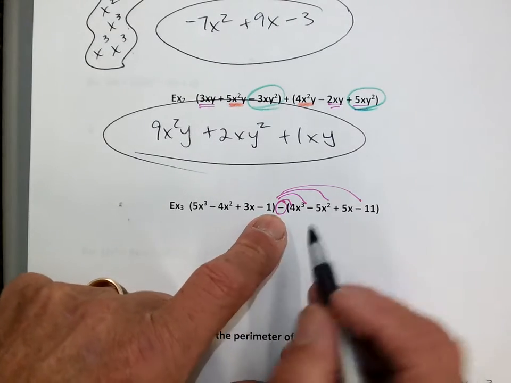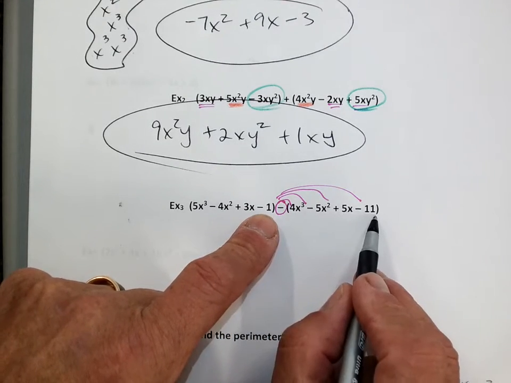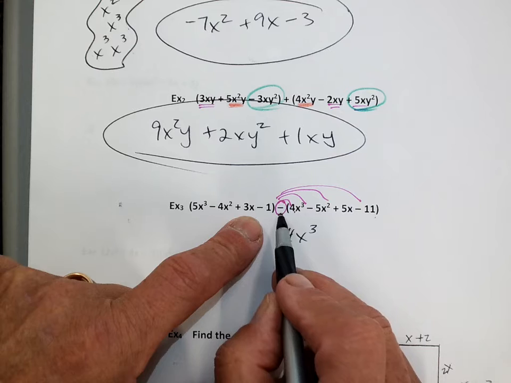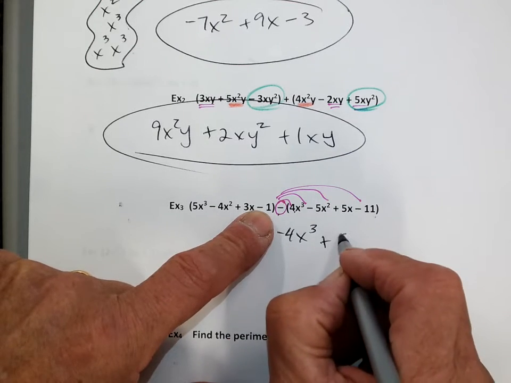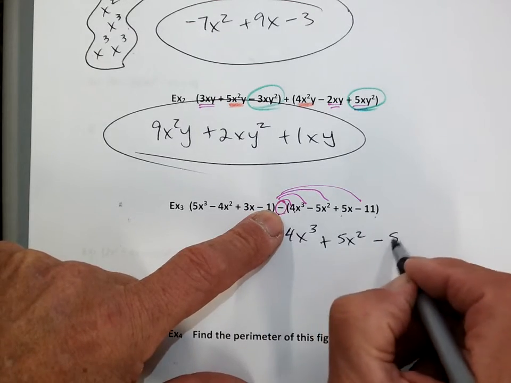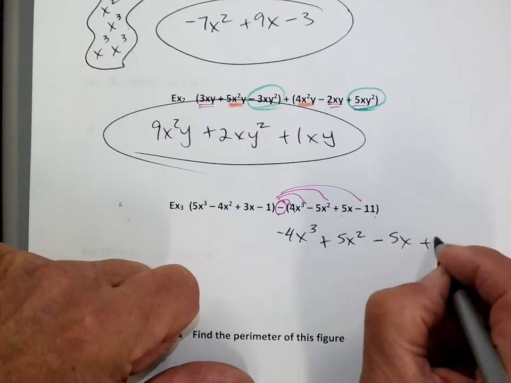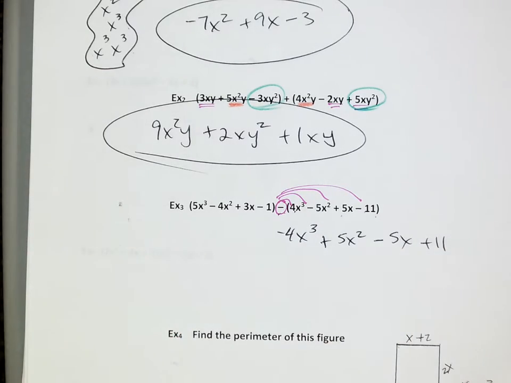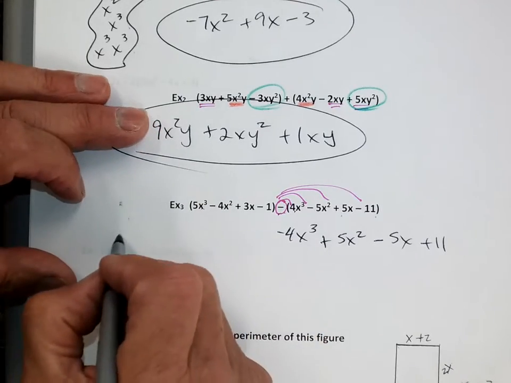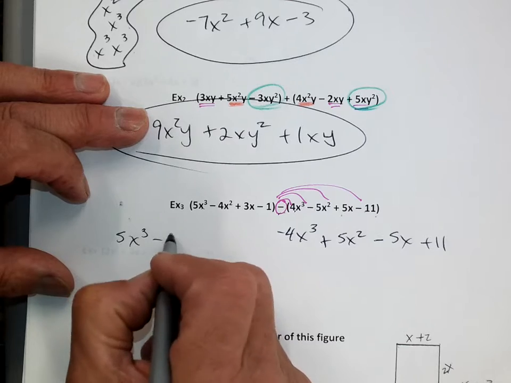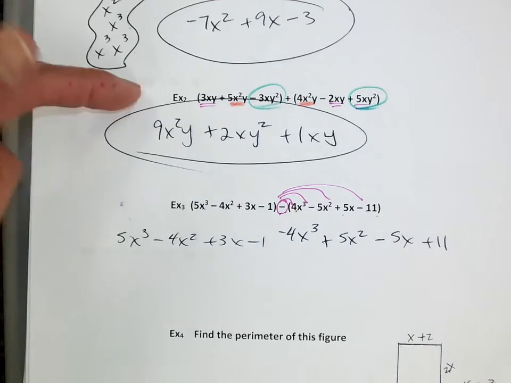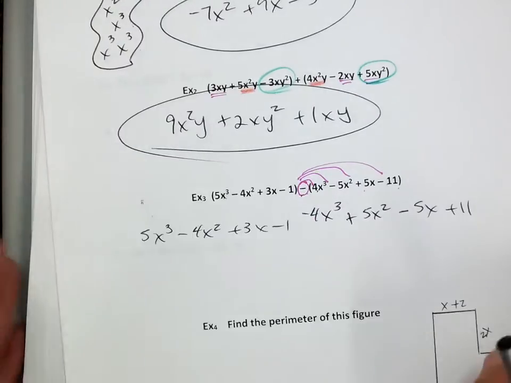So I bring it through, because the negative goes to the entire thing, like I subtract. The first thing I'll do is bring it through. I'll get a negative 4x cubed, and then a negative with a negative makes a positive 5x squared. And the negative with the 5x makes a negative 5x, and the negative 11 makes a positive 11. I do this first. It takes a little bit of extra time, but when I do it, I make less mistakes. So, okay, let's take our first polynomial here and rewrite it. 5x cubed minus 4x squared plus 3x minus 1. And then it's just like what we did above. So let's combine like terms.